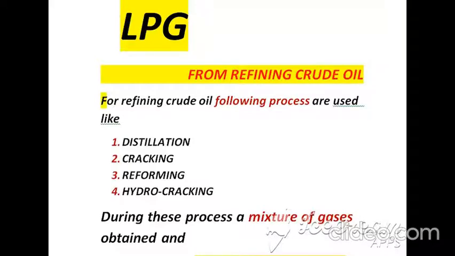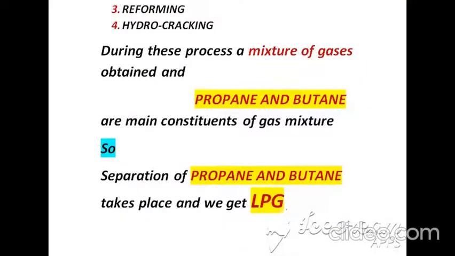For LPG from refining crude oil, the following processes are used: distillation, the second one is cracking, the third one is reforming, and the fourth one is hydrocracking. During these processes, a mixture of gases is obtained, and propane and butane are the main constituents of the gas mixture. So separation of propane and butane takes place, and we get LPG, which is liquid petroleum gas.